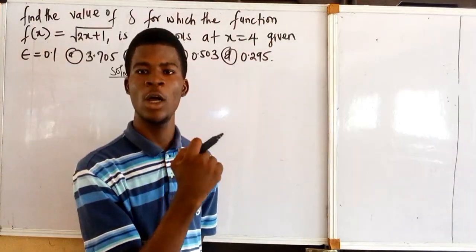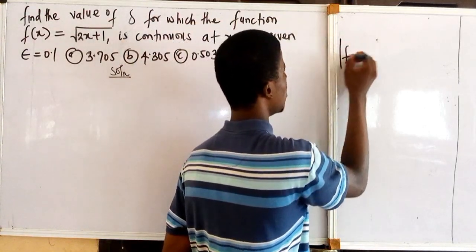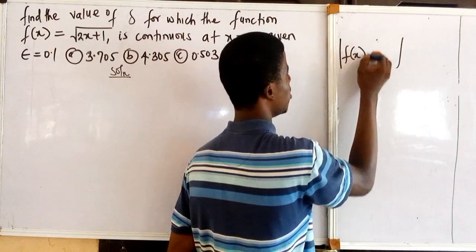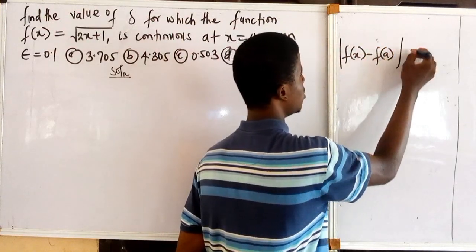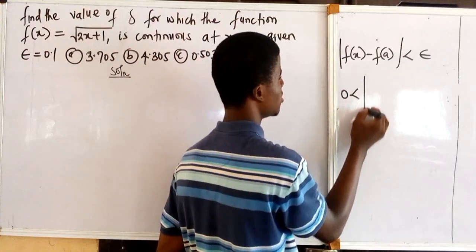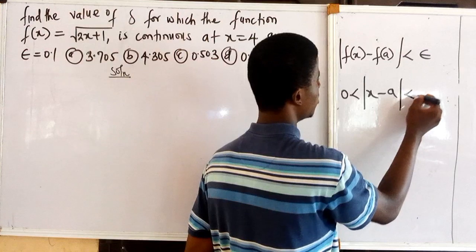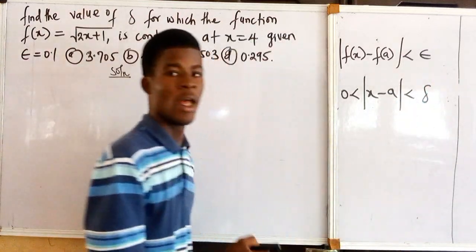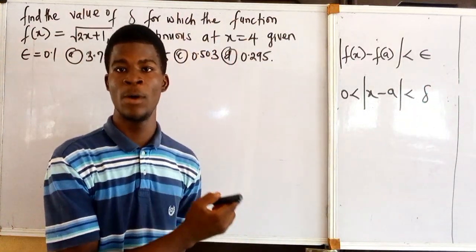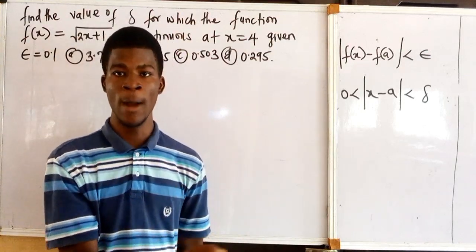In the definition of the limit of a function, we have that the modulus of f of x minus f of a is less than epsilon, and also 0 is less than the modulus of x minus a, and this is less than delta. Delta then represents a small positive change. Epsilon represents a small positive real number.